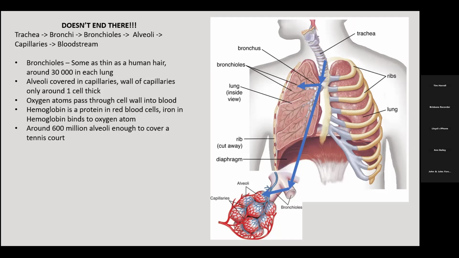Now, once again, this is very confusing and very technical. We're not really touching the main points on this, but very briefly, there's a protein in red blood cells called hemoglobin. And in that hemoglobin, there's an iron particle, and the oxygen atoms bind to the iron particle.